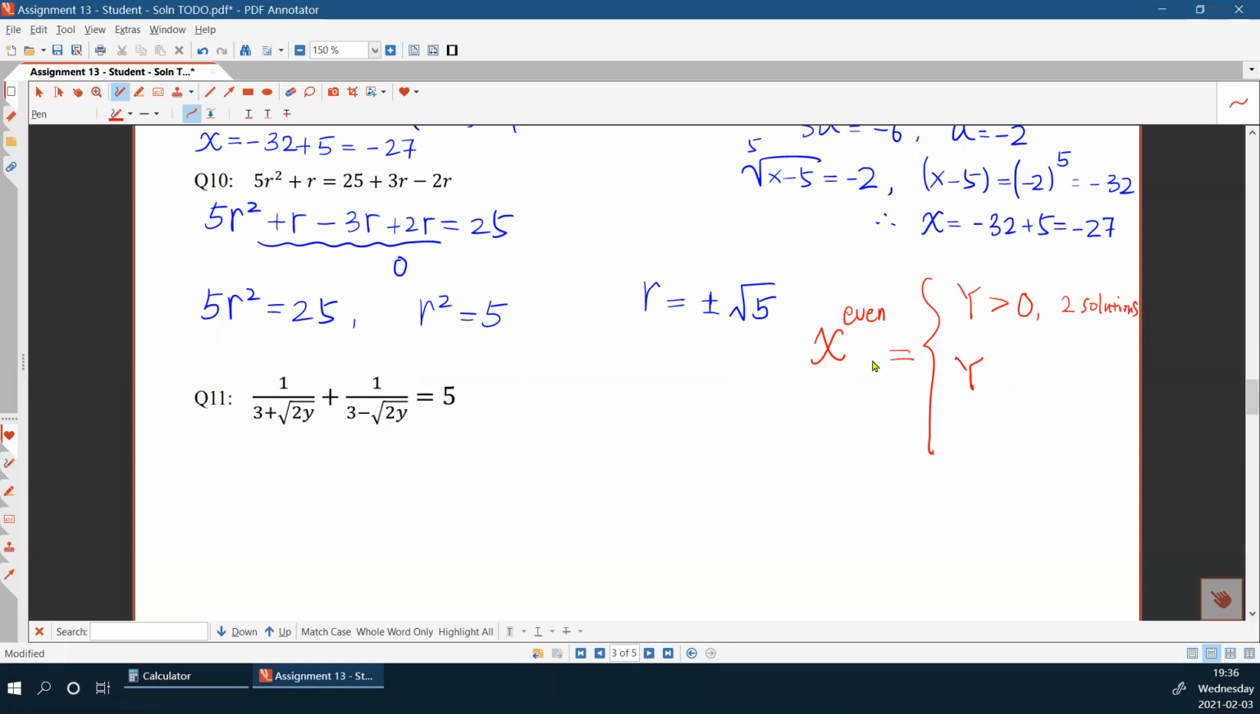And if you have x to the even power equals y and y is 0, how many solutions are there? There is only one solution, right? The only solution is 0. Okay, when you have something raised to the even order equals y and y is less than 0, how many solutions are there? You have 0 solutions, right? Because for some number raised to an even order, you cannot have a negative number, right? Are we clear about this?